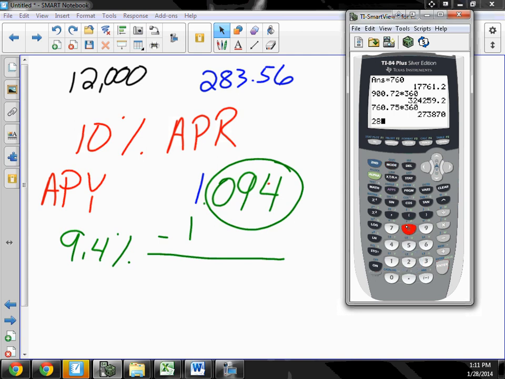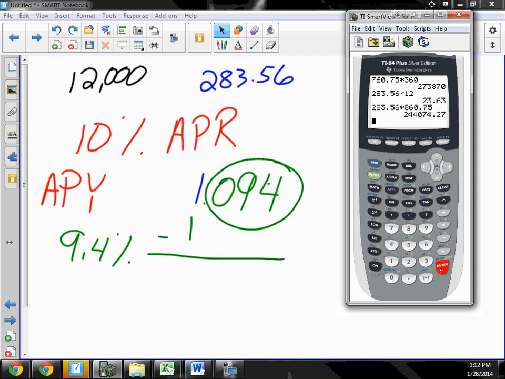So 283.56, divide that by 12. So instead of being done in 30 years, you're going to be done in 23.63 years, which means you saved 6.4 years. And let's figure out how much money. If I make 283.56 payments times, what was it, 860.75?